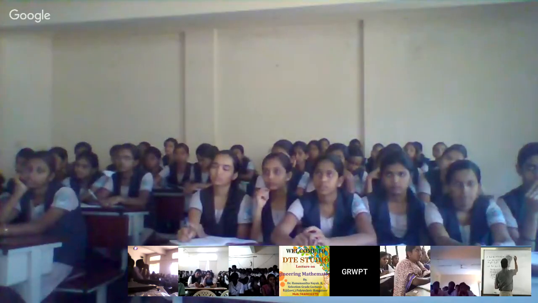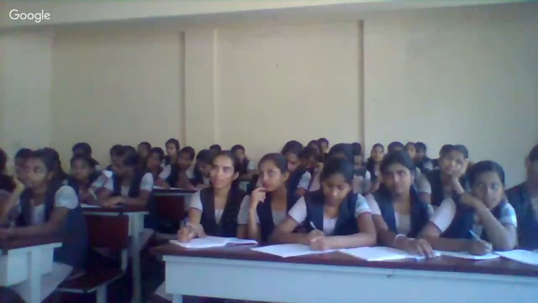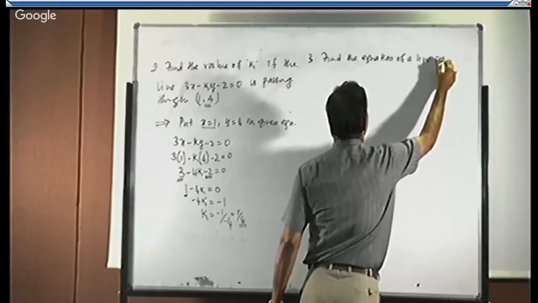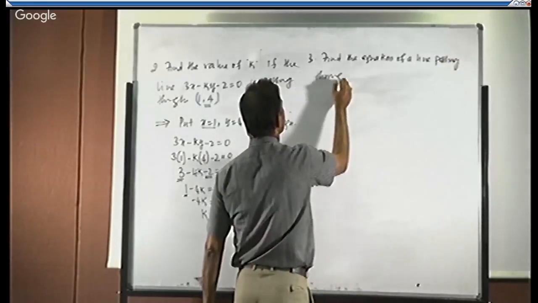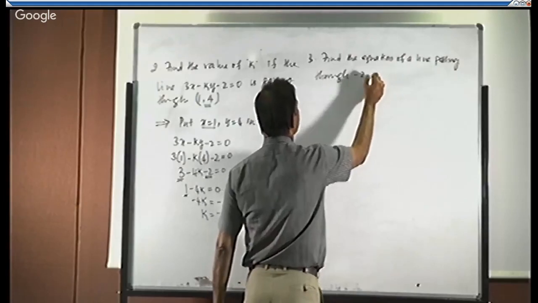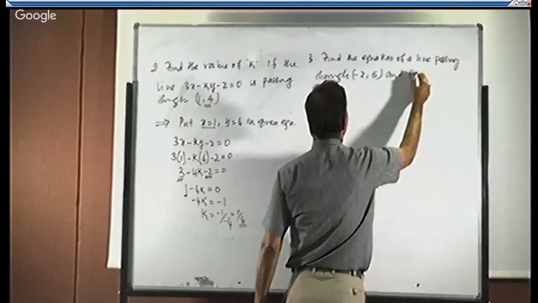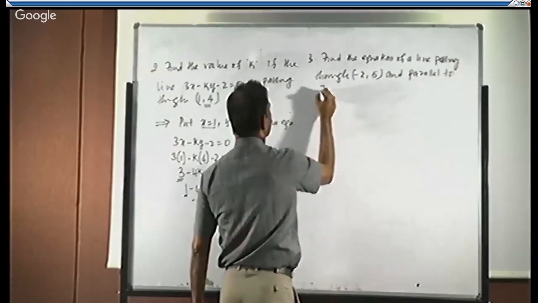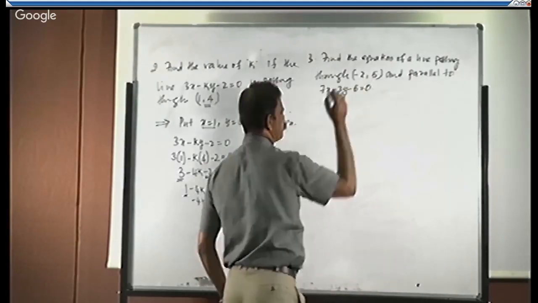Next question. Find the equation of a line passing through (-2, 5) and parallel to 7x minus 3y minus 5 is equal to 0.